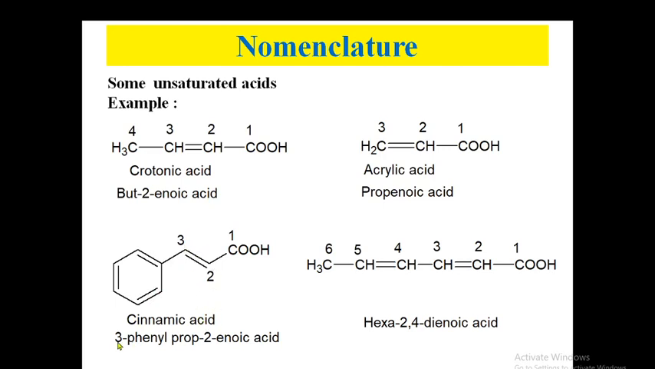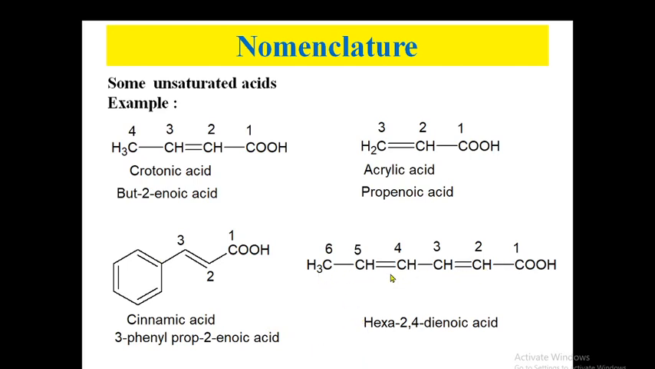If you want to give the IUPAC name to this, you have to select the longest parent chain: 1, 2, 3. So 3 carbons are there and definitely it becomes prop. At carbon number 2, the double bond starts and therefore it becomes 2-enoic acid, and at carbon number 3 a phenyl substituent is present, therefore 3-phenylprop-2-enoic acid. This is the IUPAC name of cinnamic acid.